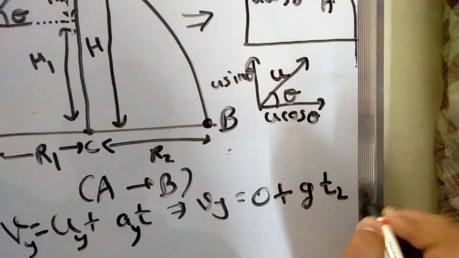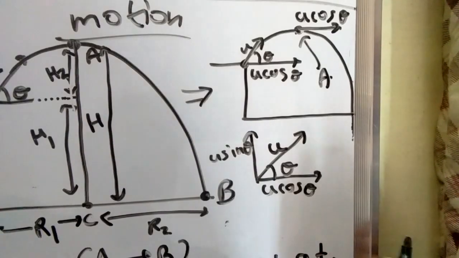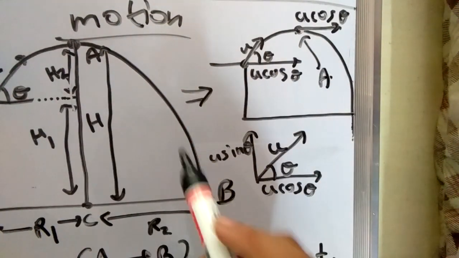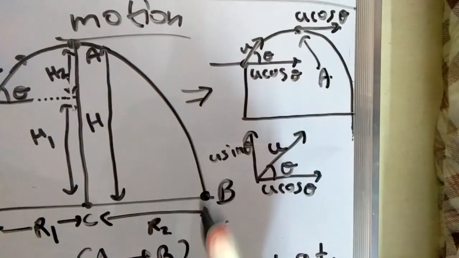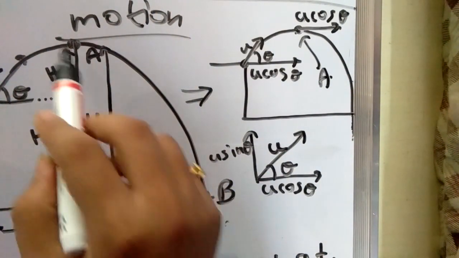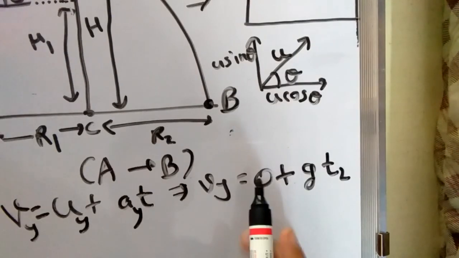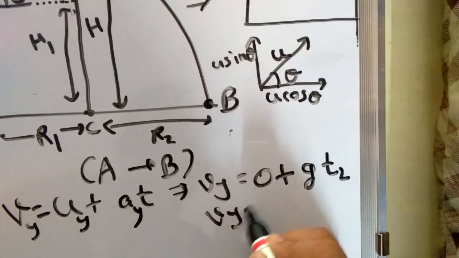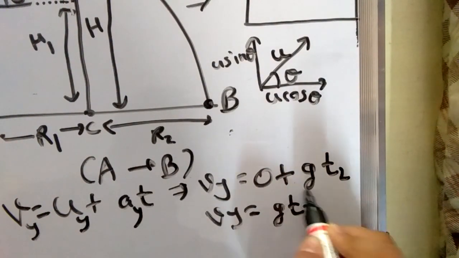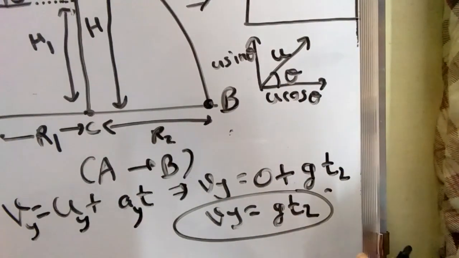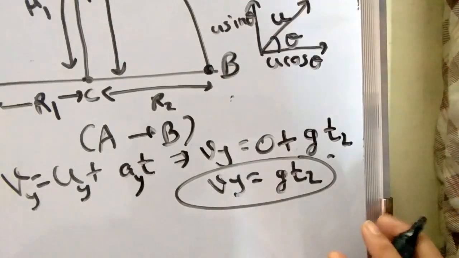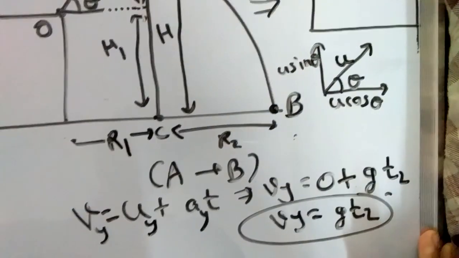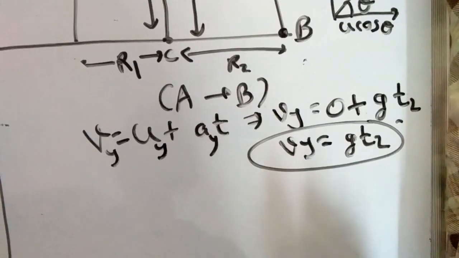I will write t2 because now we are in the different interval. Previously we took o to a, which is t1. Now a to b I will take t2. T2 means time from a to b. So we will get vy equal to g t2. This is the vy. Next we will use the formula of s, which is ut plus half at square, and I will solve it further.